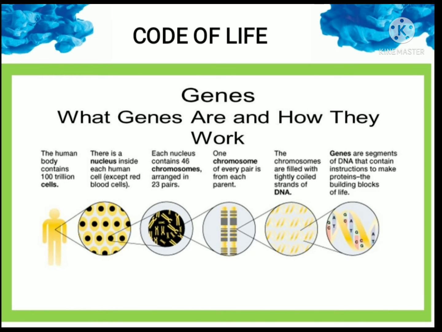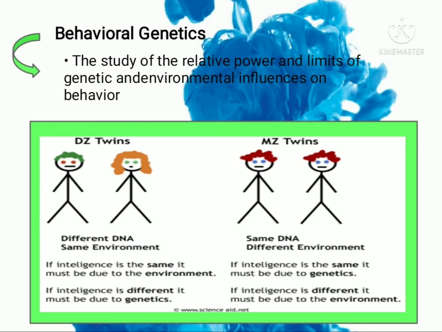It is important that we know what genes are and how they work day-to-day inside our body so that we have knowledge about it. By focusing on a specific characteristic and comparing various individuals, behavior genetics helps us to understand the relative contribution of heredity and environment. So, behavioral genetics is the study of the relative power and limits of genetic and environmental influences on behavior.